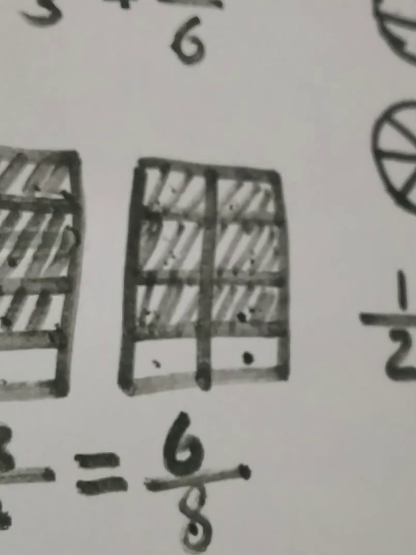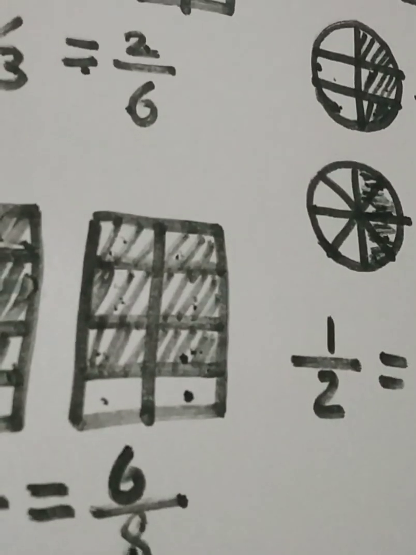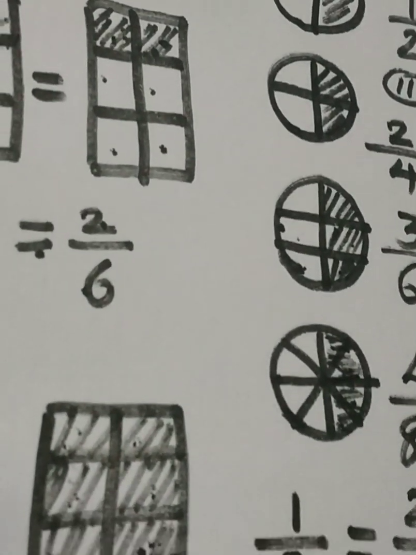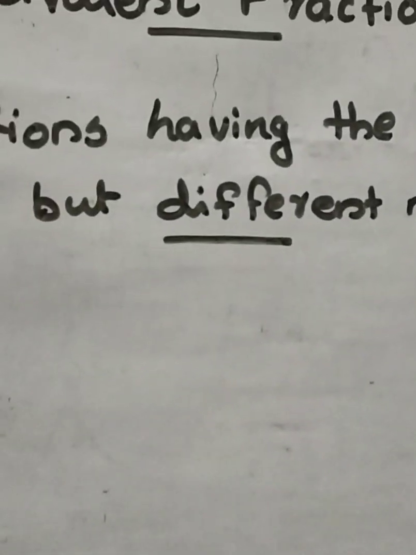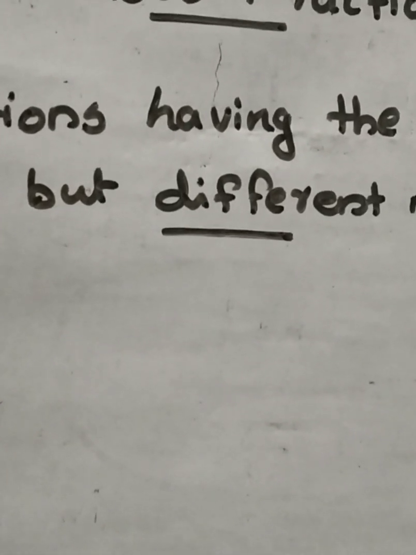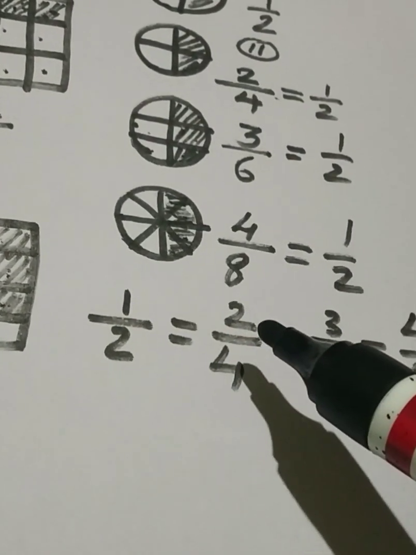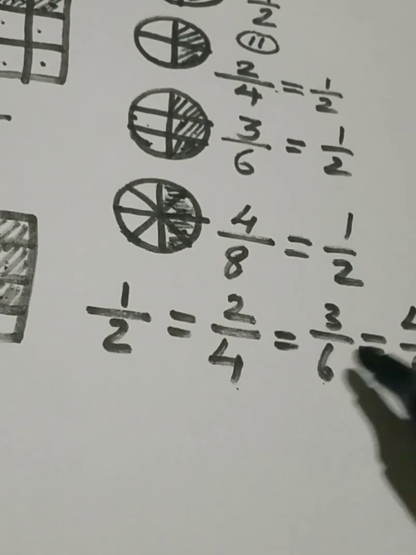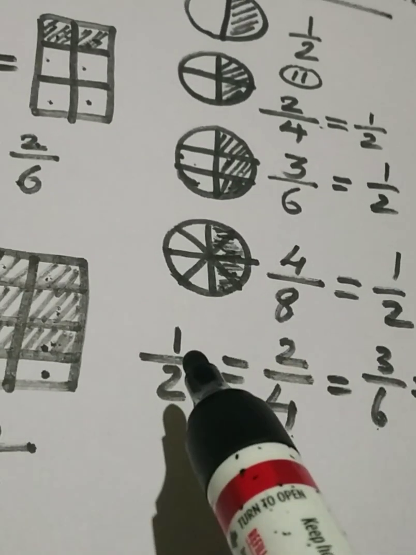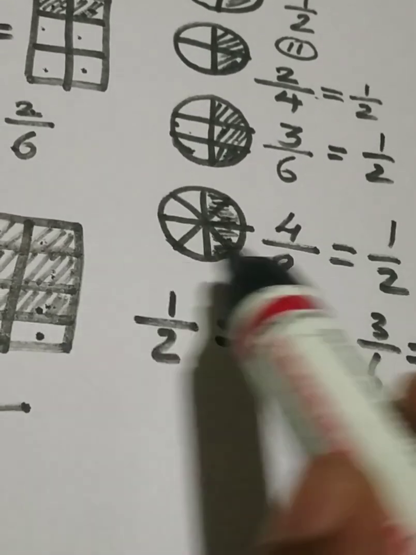Today this type of shading is our work, and I think you got the idea of equivalent fractions. Fractions having the same value but different numbers. That is, here 1 on 2, here 2 on 4, 3 on 6, 4 on 8. But look here, all the numbers are different but the value is the same.